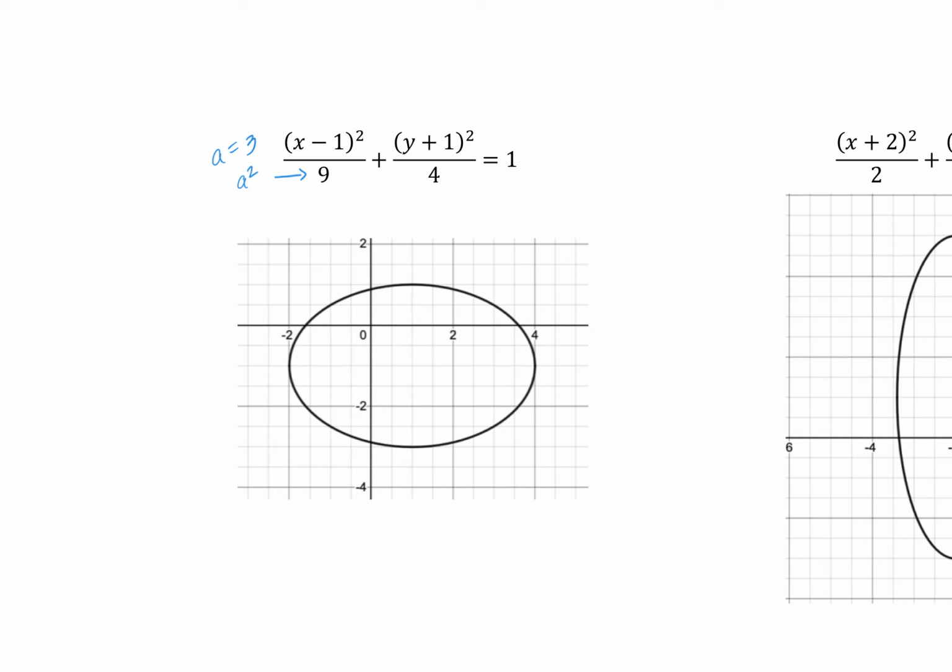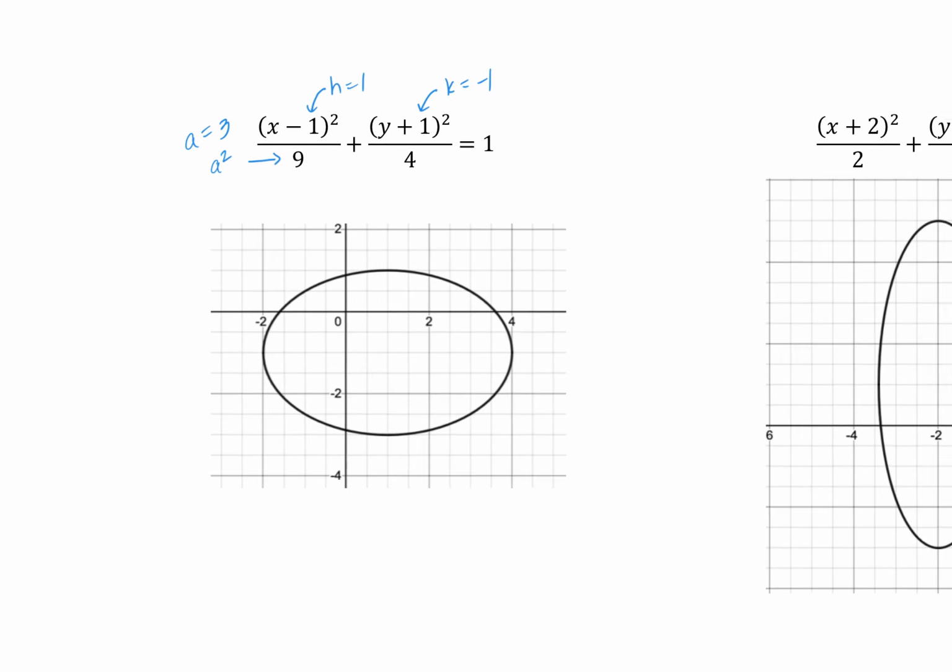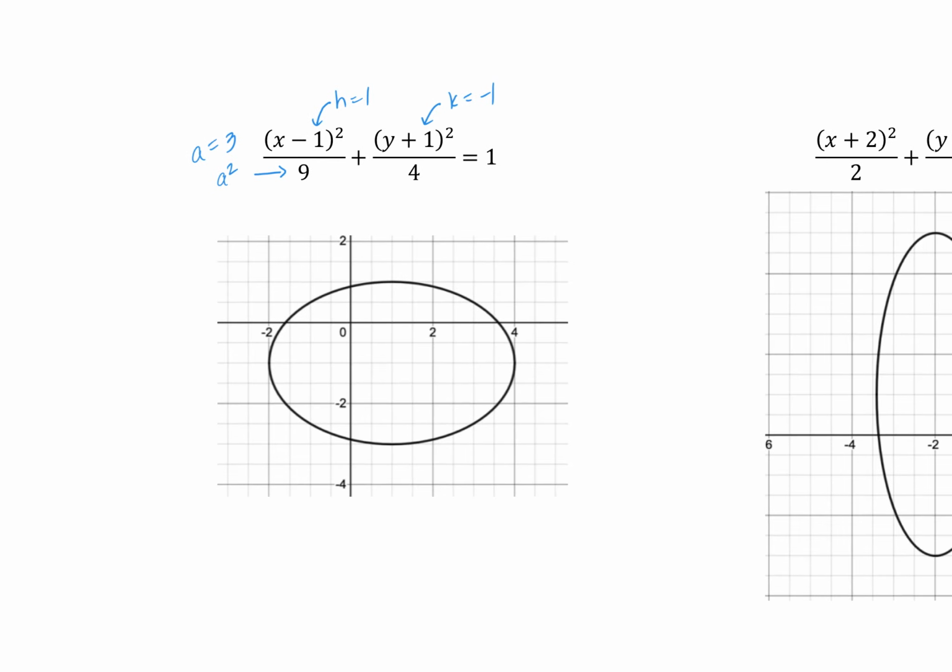And then also look at my h value, which is 1. My k value is -1. So that means I should have a center at (1, -1). So we'll go to 1, we'll go to -1, and yeah, that looks like the center. So maybe I'll write this down here, center (1, -1).